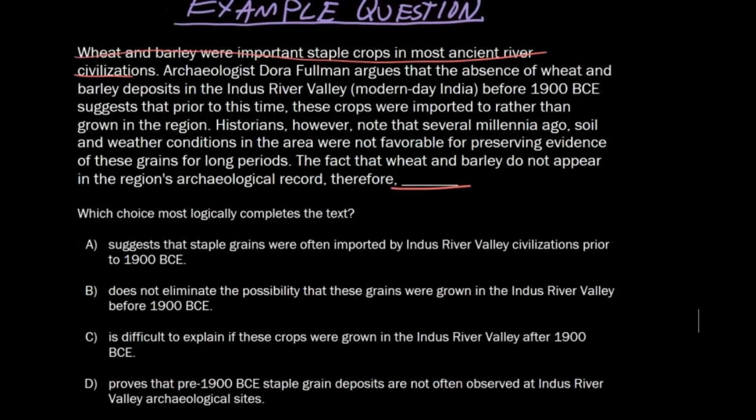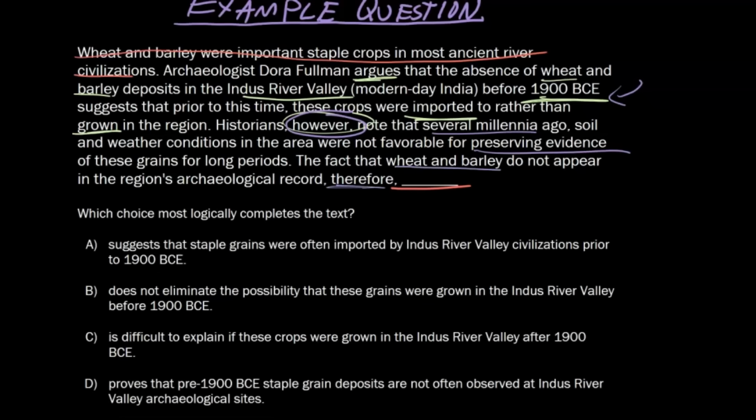Our first detail here: archaeologist Dora Fullman argues that the absence of wheat and barley deposits in the Indus River Valley before 1900 BCE suggests that crops were imported rather than grown. However, it's a transition word. However, historians note that several millennia ago, so that would have been thousands of years ago, around and before this time period, soil and weather conditions in the area were not favorable for preserving evidence, right? The fact that wheat and barley do not appear, therefore, okay, what?